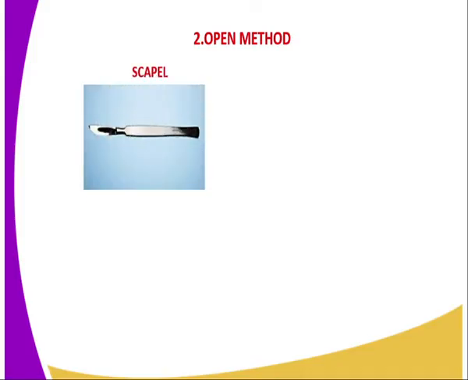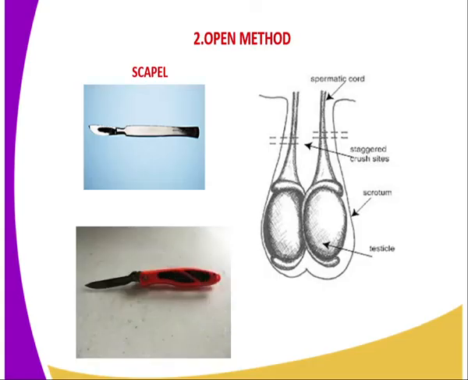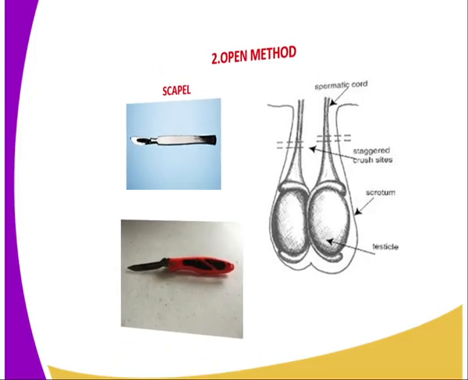Then we go to the second method, that is the open method. In the open method, we can use a scalpel. The scalpel is normally used to cut the scrotum, and the testes are scraped off, and therefore rendering the animal unproductive. Then you can see the testes are there, and therefore you can use a scalpel or just a pocket knife.